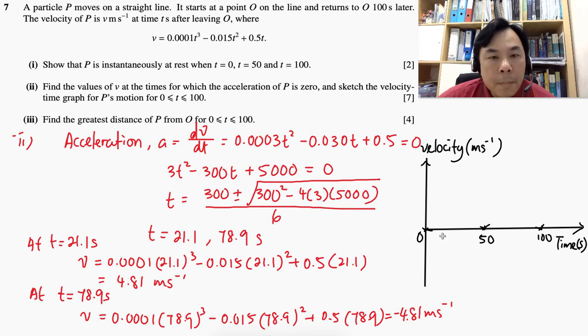It also has zero acceleration at 21.1, around there. So therefore, it should be around somewhere here. And then you also have another acceleration equal to 0 at 79.0, somewhere here. So this is where its gradient is equal to 0. Therefore, if you want to sketch this, it will look something like this.